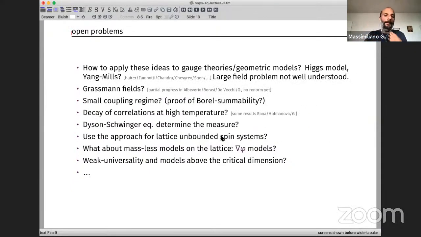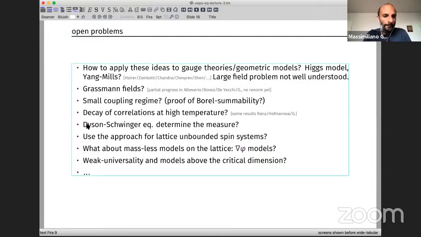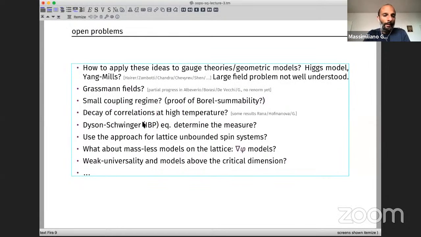And then I made a list of open problems, which I already discussed in some other talks. One open problem is what we discussed before: do these Dyson-Schwinger equations determine the measure? This is an open problem for me. Decay of correlation, as I told you, is the same problem as uniqueness. I think if I can prove uniqueness along the line of this coupling, you can also prove decay of correlation. Maybe the proof only works at high temperature, I don't know.